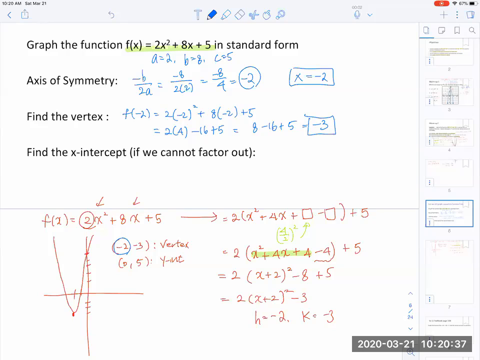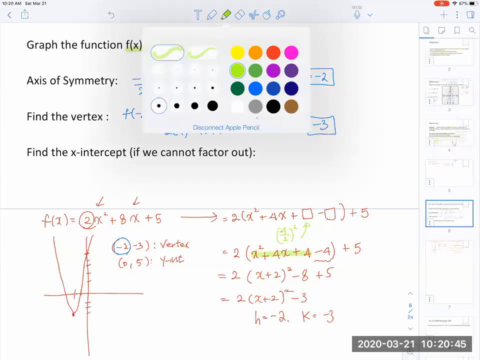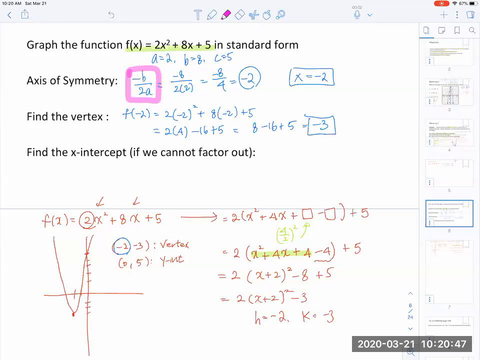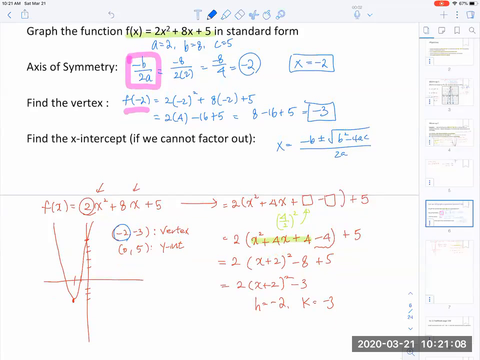So it's up to you. You can change it to vertex form and find h and k, or you can use the formula and then plug it into your function to find the k. Again, the next one is the quadratic formula, x equal to -b plus or minus the square root of b squared minus 4ac, over 2a. We can try because we have all the information. So I do have a equal to 2, b equal to 8, c equal to 5.